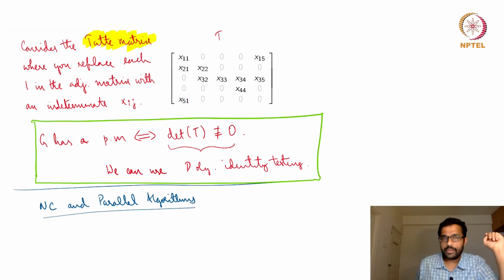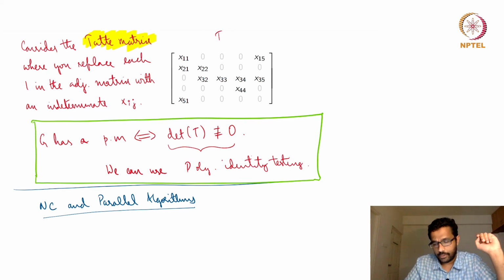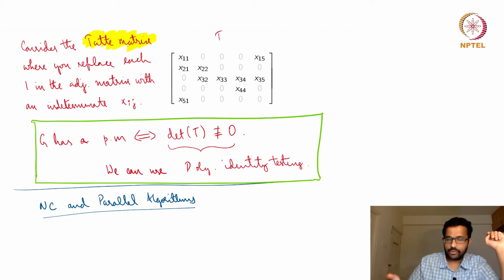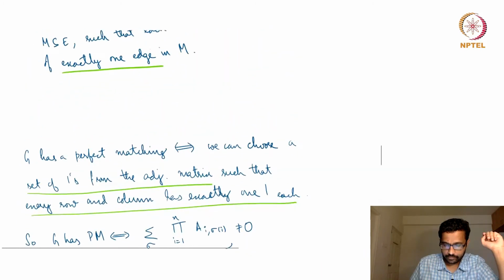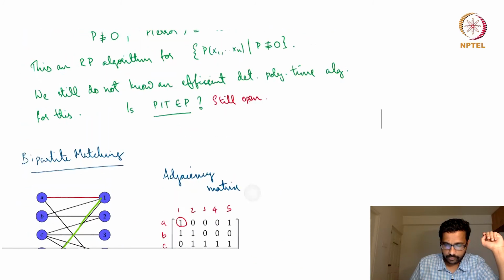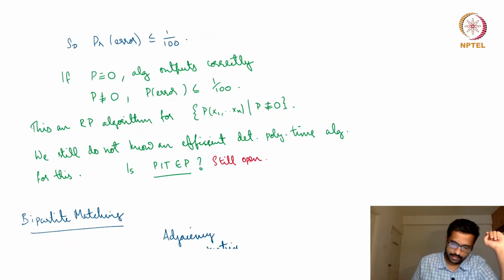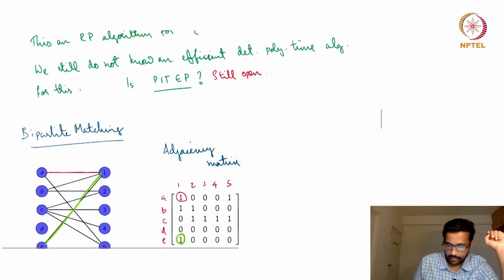So this gives actually an RP algorithm, because if the graph has a perfect matching, then the polynomial is not identically 0, and then your algorithm outputs correctly. So this is an RP algorithm for the polynomial being not identically 0. It's an RP algorithm.